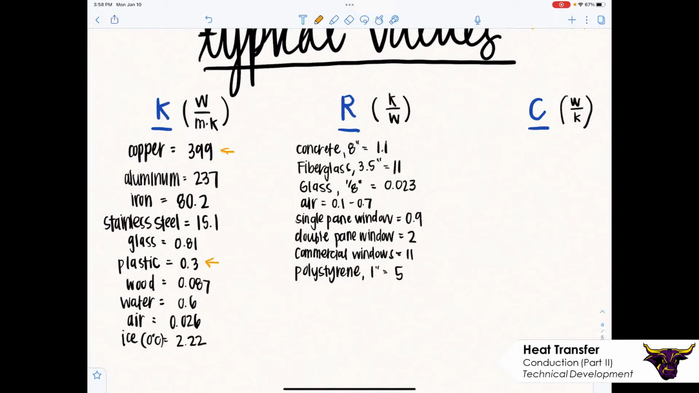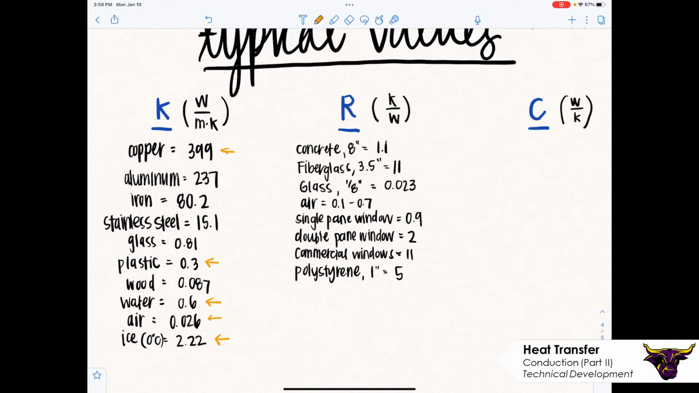And if you look at something, this is something I find interesting, that water is 0.6 versus ice is 2.22. So ice has a higher thermal conductivity than liquid water. Air is very, very low thermal conductivity, so it's not as good of a conductor. So interesting to look at there.